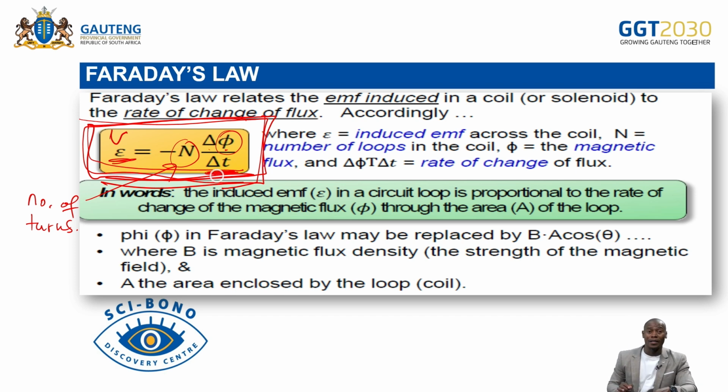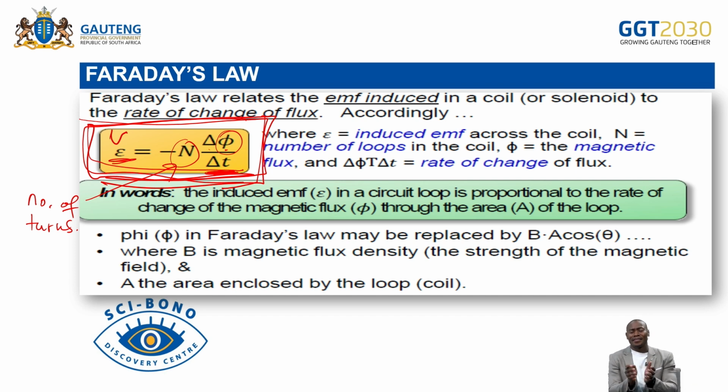But how is it induced? It is through electromagnetic induction, right? And that induced EMF can be calculated using E equals negative N change in phi over change in t, which is the change in magnetic flux over change in time. Then that is your Faraday's law.